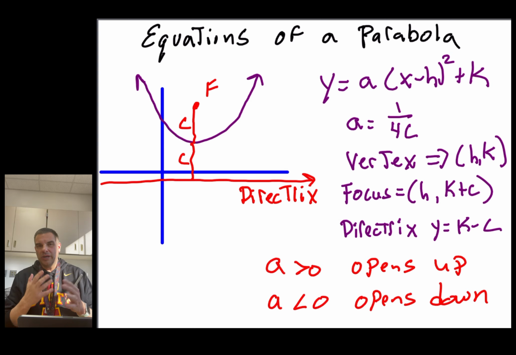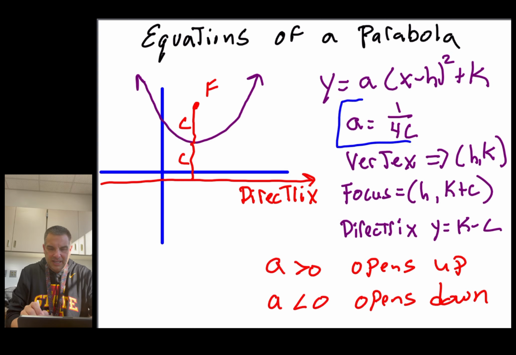There's a way to prove that, and we're not going to go through the proof. That a value comes from distance formulas and all of this different kind of stuff. If you're interested in that, you can certainly look it up. But we're just going to generally use the terms: how do we go about finding that a term?